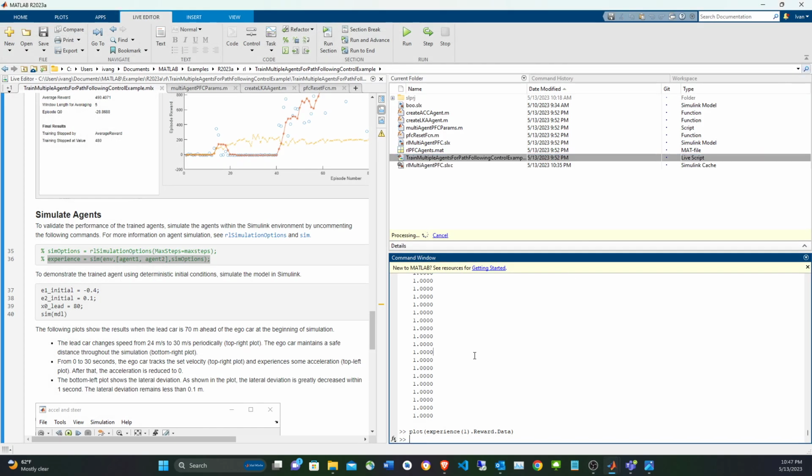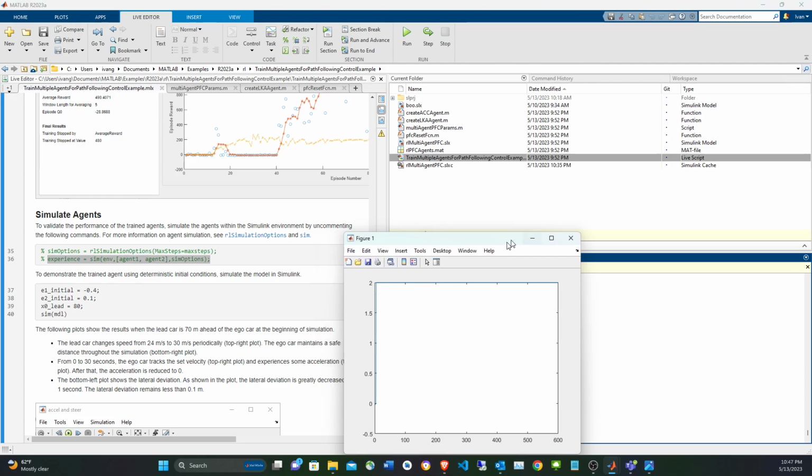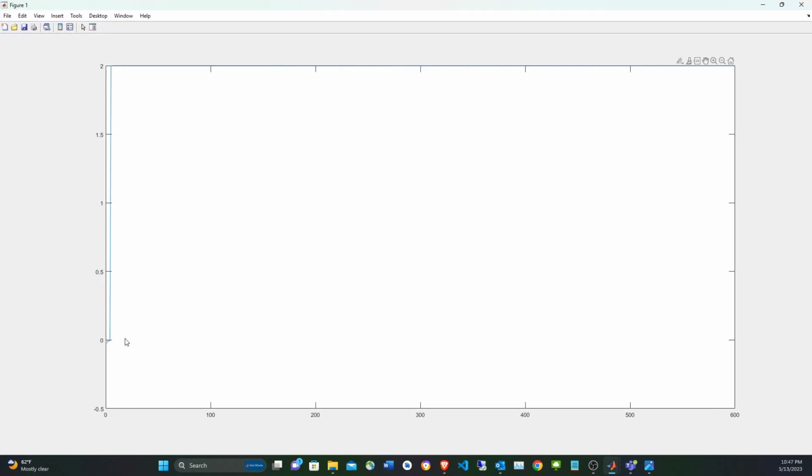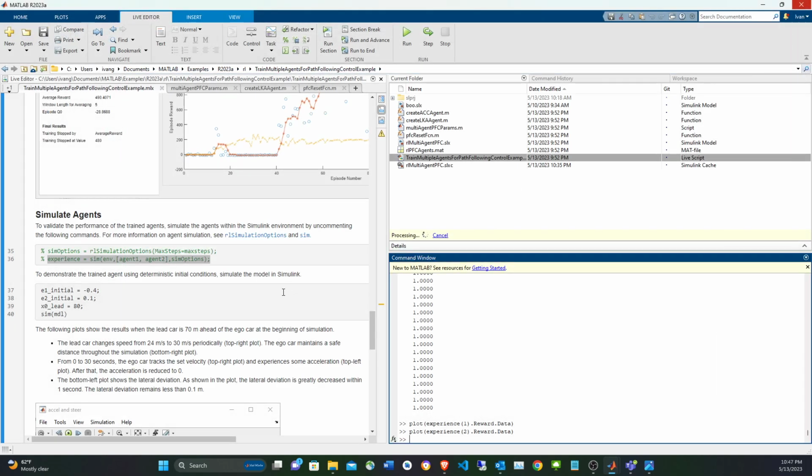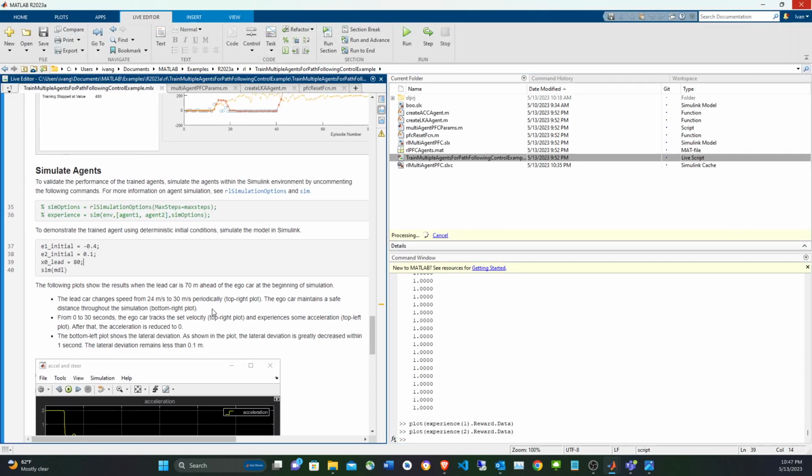And then the second one is for the steering. Let's see how the steering behaves. And you can see that steering gets to the maximum, the saturating reward, the maximum reward earlier than the accelerator. The acceleration problem is a little bit harder.